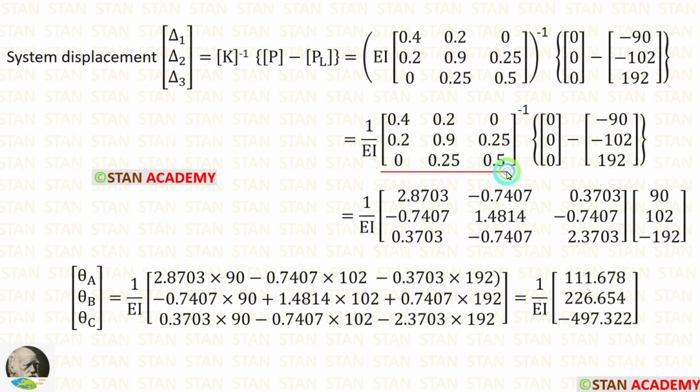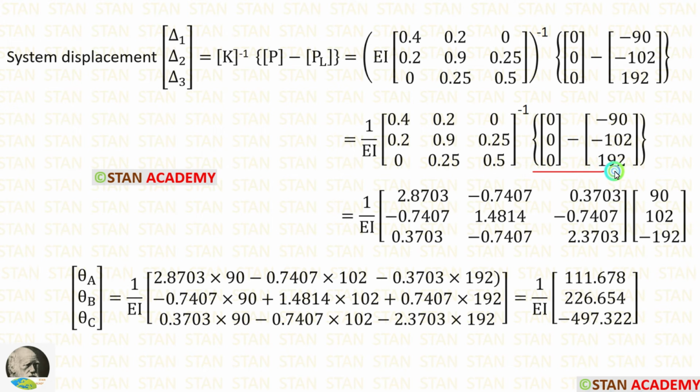For this matrix, we have to find the inverse. We can apply all of the values in the calculator and get the inverse. If you do not know how to find the inverse of a 3 by 3 matrix in the calculator, see the description below. There is a link. You can click the link and watch the video for getting ideas how to find the inverse of a 3 by 3 matrix in the calculator. I have used the calculator and found the inverse.